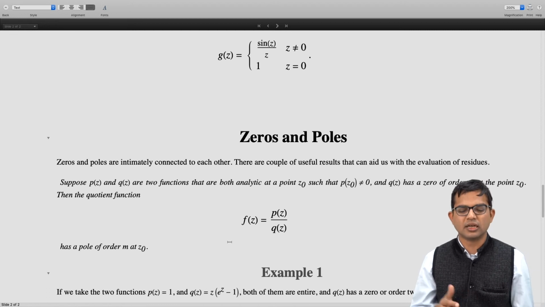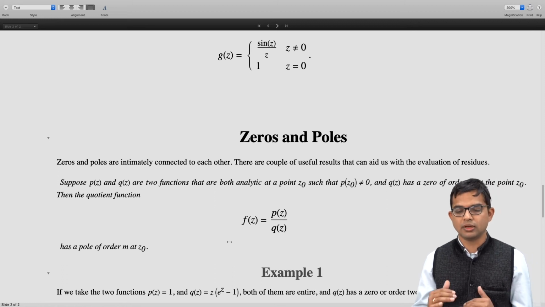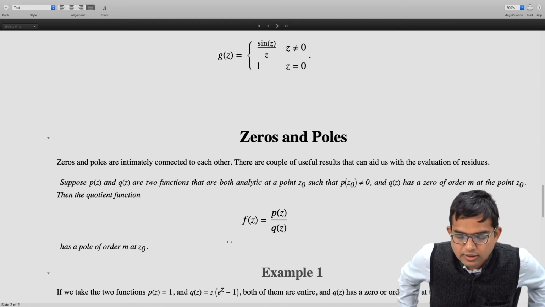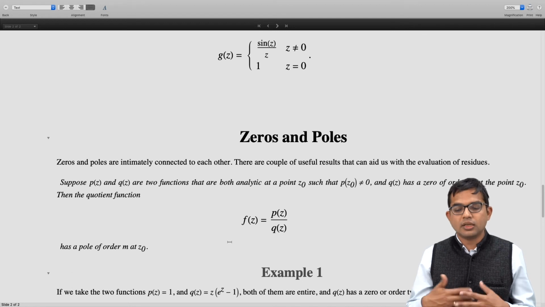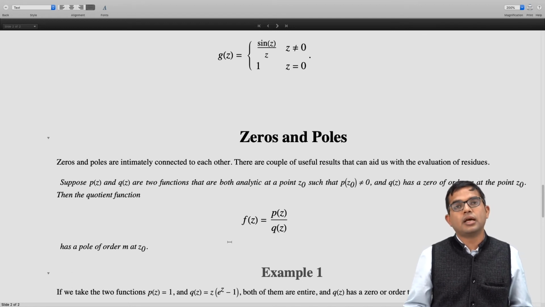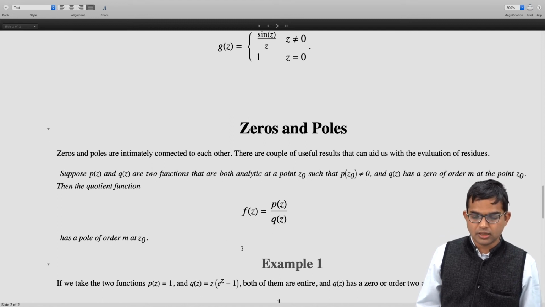So it seems straightforward enough that this is the case, right? It is possible to argue for this a little more rigorously, but I think it's quite intuitive that if you have a function p of z which is not 0 at this point, and the denominator q of z has a 0 of a certain order, then the overall function f of z has a pole of order m at that point z naught. So let's look at an example.